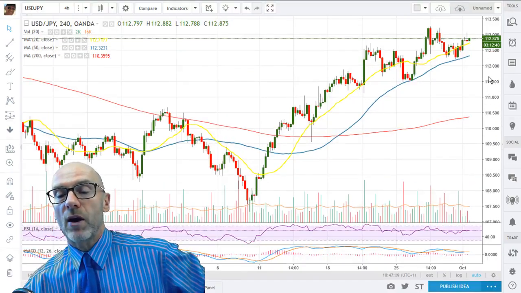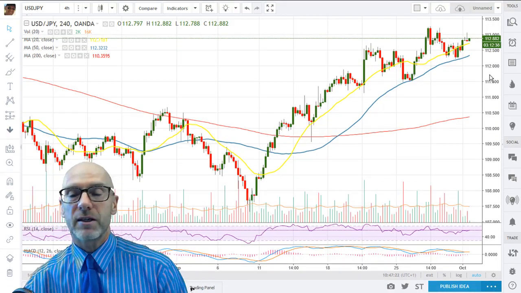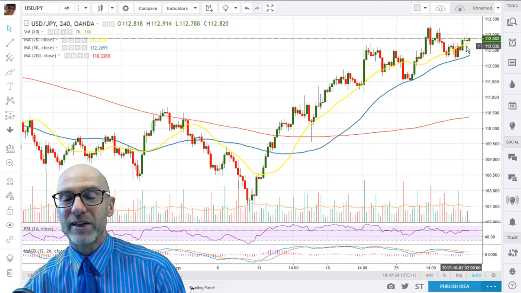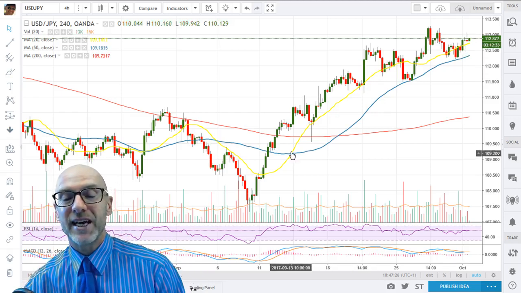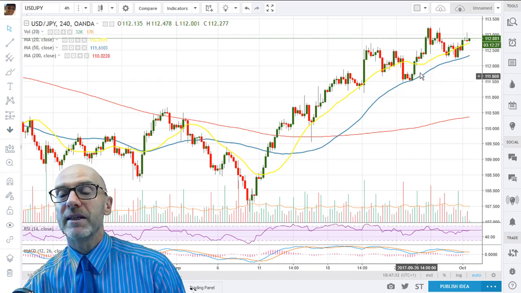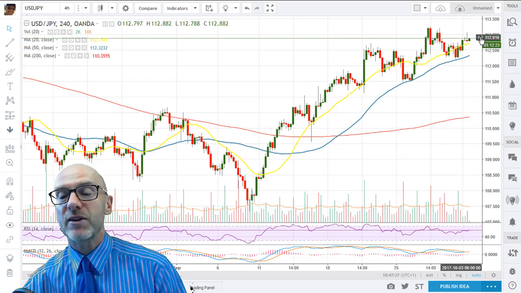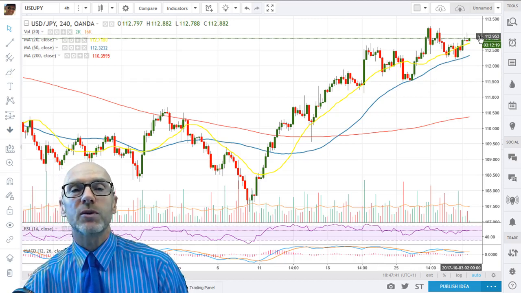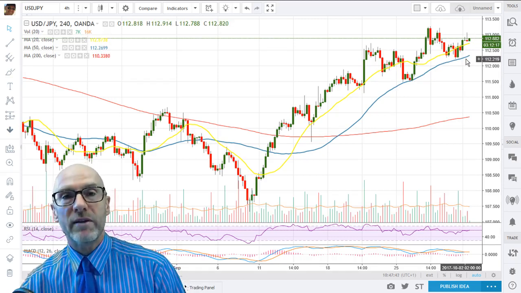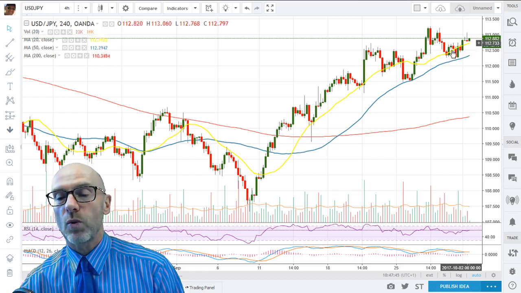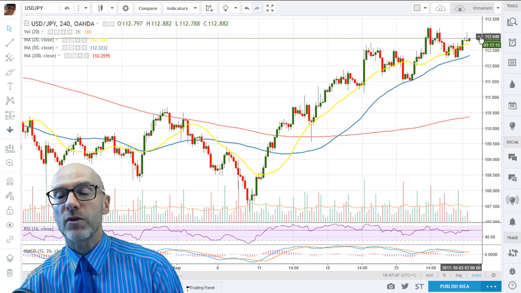On the 4 hour, however, it doesn't look so bad. We're above the moving averages. The 20 here did have a golden cross as it crossed the 50, but not as it crossed the 200. But the dollar is finding support from both the 50 and the 200 as it just edges higher. So I would say stick with it. Stick with the dollar whilst we're showing this formation on the 4 hour.